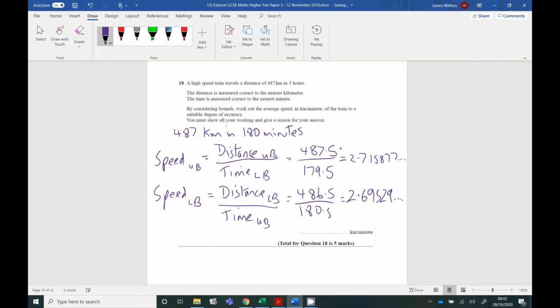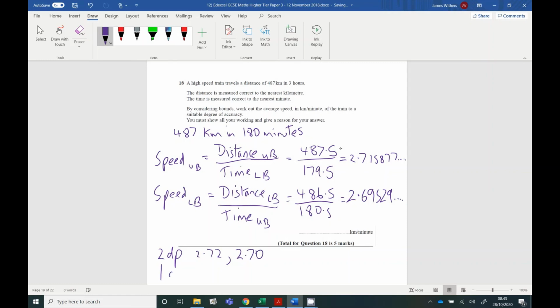Now we've got to give our answer to a suitable degree of accuracy for the average speed. Now what we want to do, we take into account both these upper bound and lower bound and go to as many decimal places as we can where they still agree. Now to 2 decimal places, can you see that the upper bound to 2 decimal places is 2.72 and the lower bound to 2 decimal places is 2.70. So they don't agree to 2 decimal places, so we can't go that accurate.